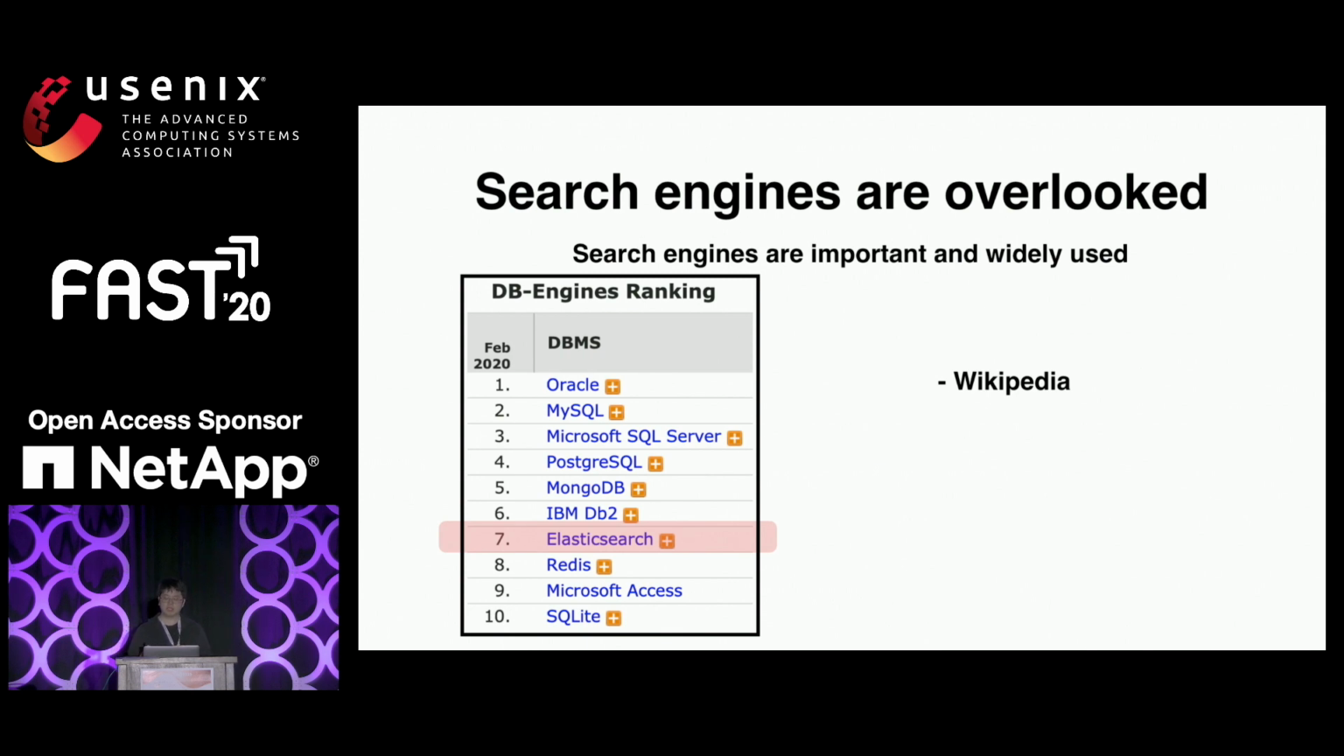It is widely used. It's used by Wikipedia to search the articles. It's used by GitHub to search your code. And it's used by Uber to generate a dynamic price for your ride. So you probably have been using it today. And there are more use cases for Elasticsearch and search engines in general.